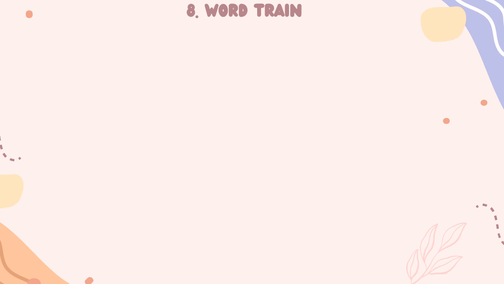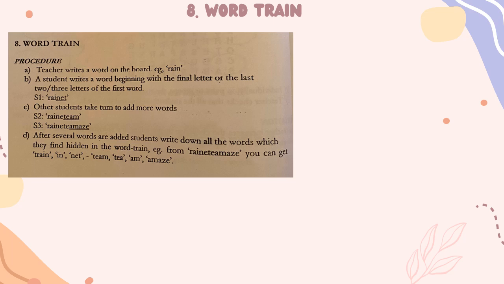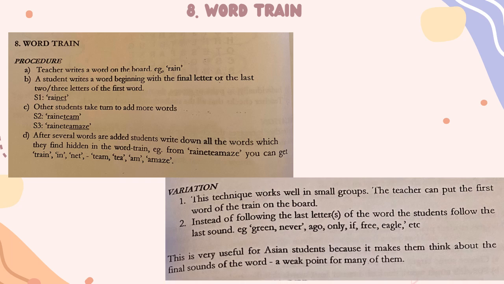Technique number 8 is called word train. This technique is also quite good for spelling practice, meaningful repetition, and it's also quite fun and competitive. It's quite simple. The teacher begins by writing down a word, rain, for example, as you can see here. The next students have to continue the word using the final letter of the first word as the start of their new word. In this case, N is the final letter, so the student has to come up with another word that starts with the letter N and continues from there.